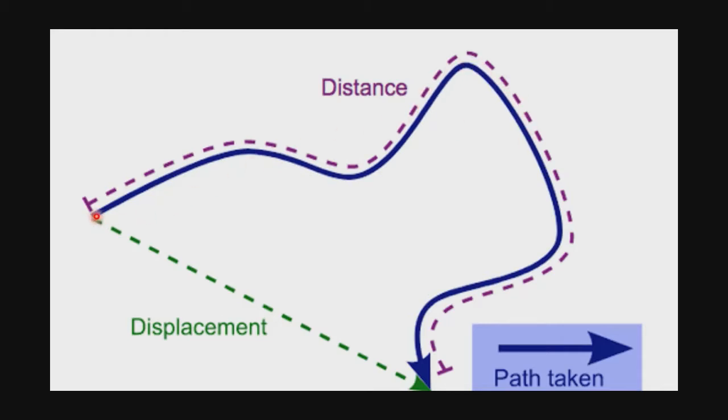For example, if this is the object traveling using the actual path, which is called the distance, the straight change in position from this point to this point is the displacement, and this one is called the vector quantity, while distance is the scalar quantity.